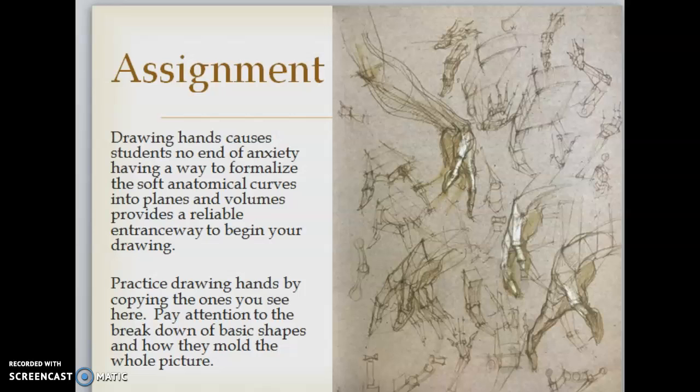So having a way to formalize the soft anatomical curves into planes and volumes provides a reliable entranceway to begin your drawing. Practice drawing hands by copying the ones you see here. Pay attention to the breakdown of basic shapes and how they mold the whole picture.